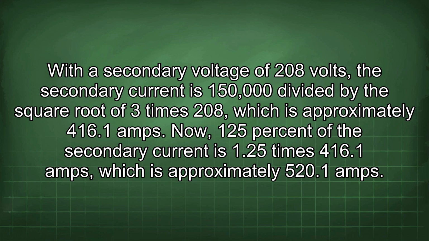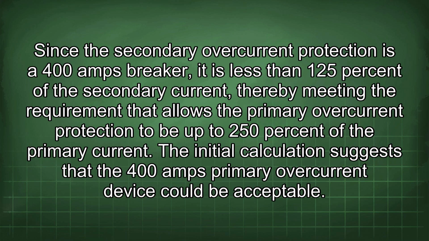Now, 125% of the secondary current is 1.25 times 416.1 amps, which is approximately 520.1 amps. Since the secondary overcurrent protection is a 400 amps breaker, it is less than 125% of the secondary current, thereby meeting a requirement that allows the primary overcurrent protection to be up to 250% of the primary current.